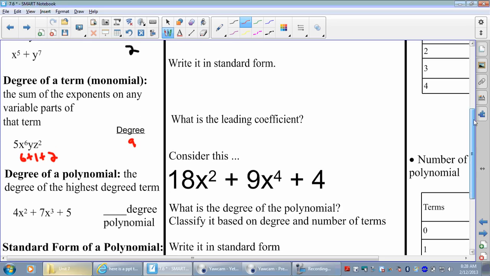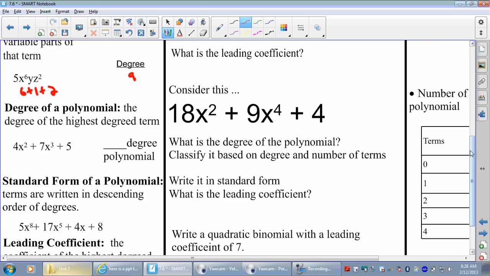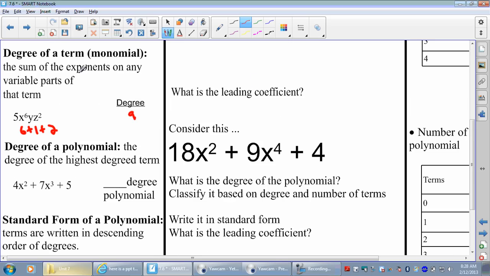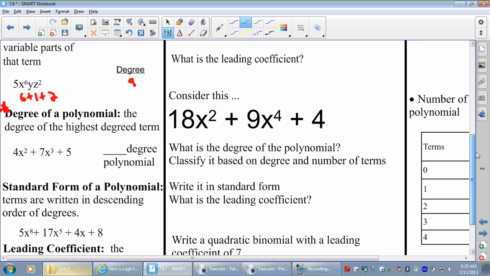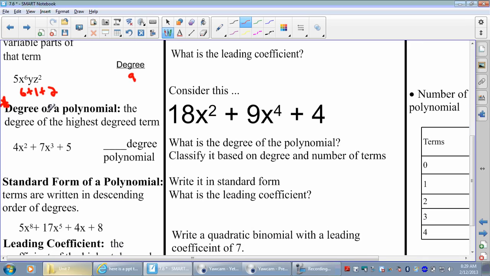Now, that was the degree of a monomial, of a single term. What about the degree of a polynomial? And this is the one that's really important. We're going to use this one more than this one. In terms of classifying it, we base it on the degree of the polynomial. So, the degree of a polynomial is the degree of the highest degree term.